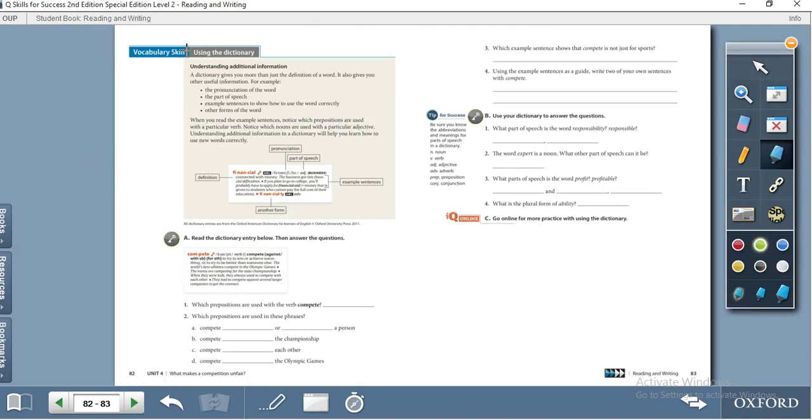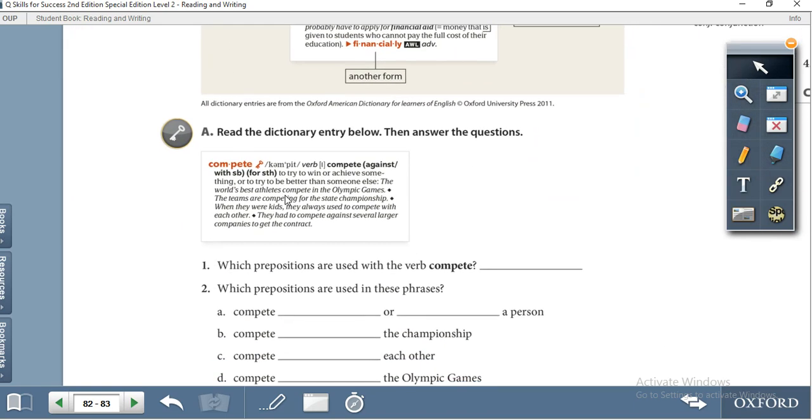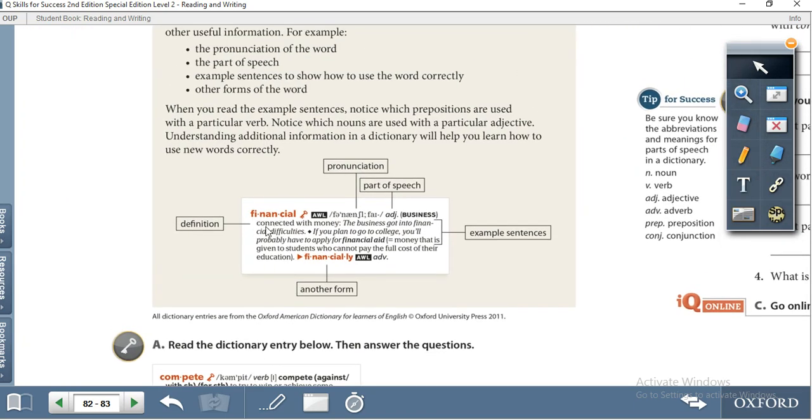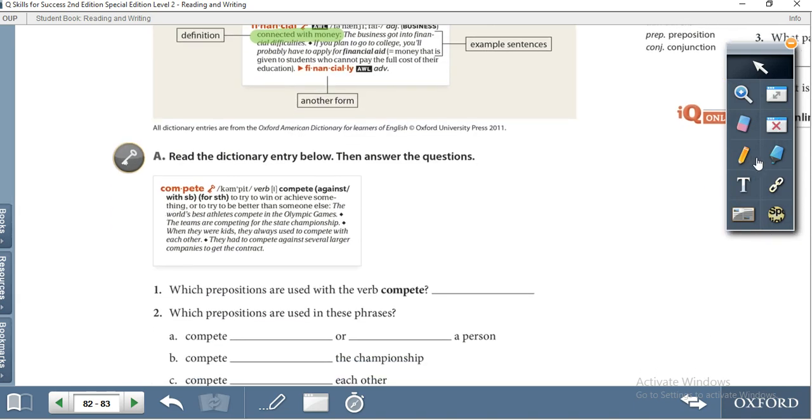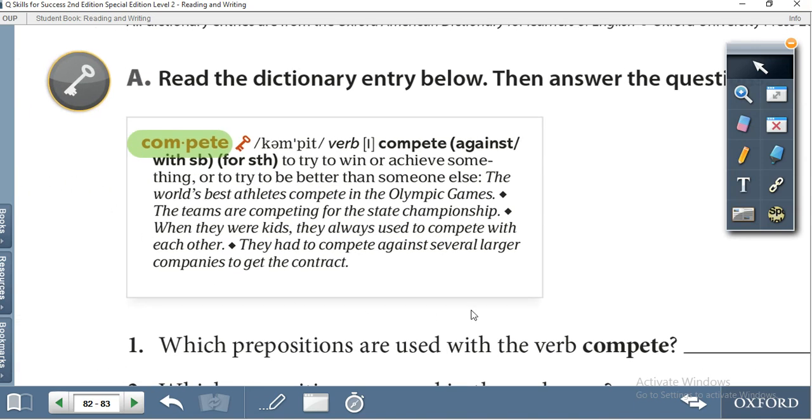Then the final topic of this unit is using the dictionary. When you use a dictionary, we have different meanings of one word. For example, here, financial means connected with money, the business. And also if you use this word compete, sometimes we have one word but it is used in different ways. When we use it with different prepositions, it gives different meanings. For example, compete means to take part in a game or a competition, to win the game.